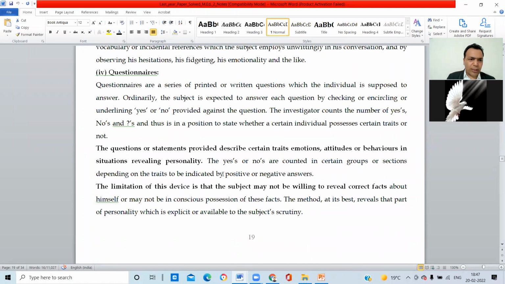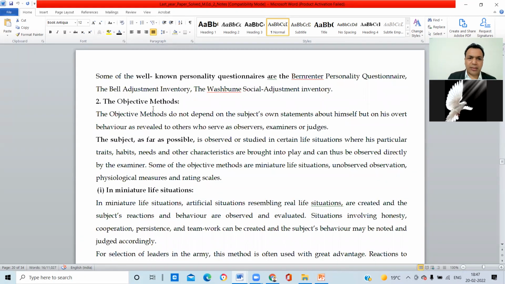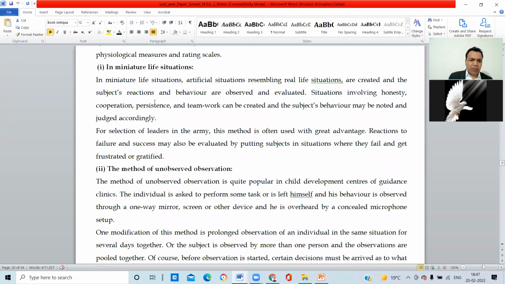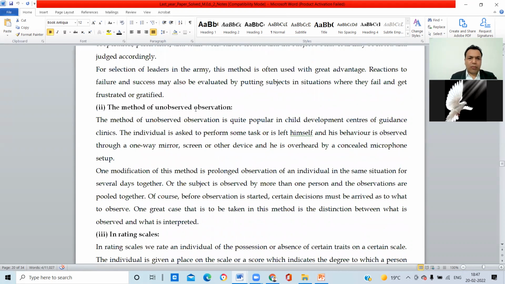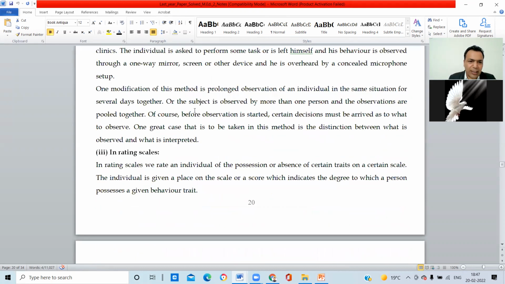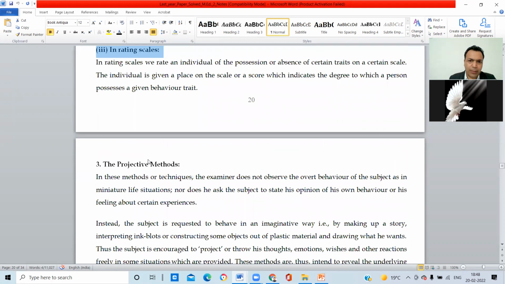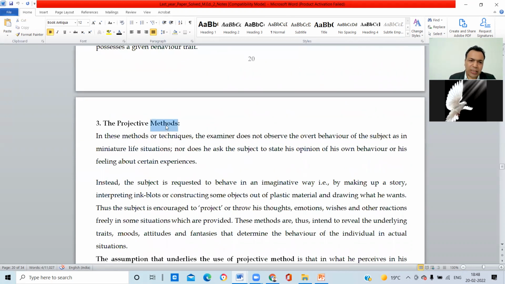And now we move to the objective method. This is the objective method. Objective method means the method of observed or unobserved, rating scale, when you give a rating based upon scale. So one or two points are under the objective method. And under the projective method you have to talk about the Rorschach test.